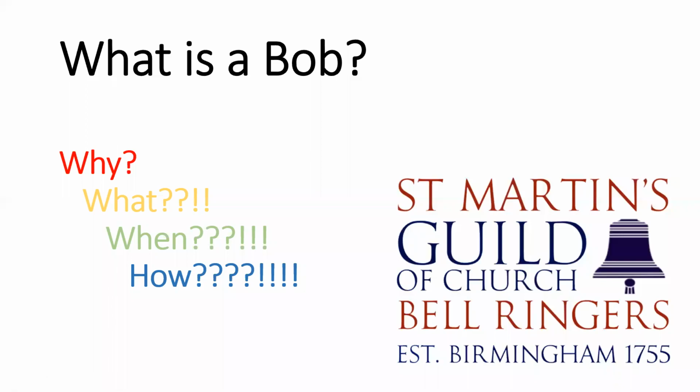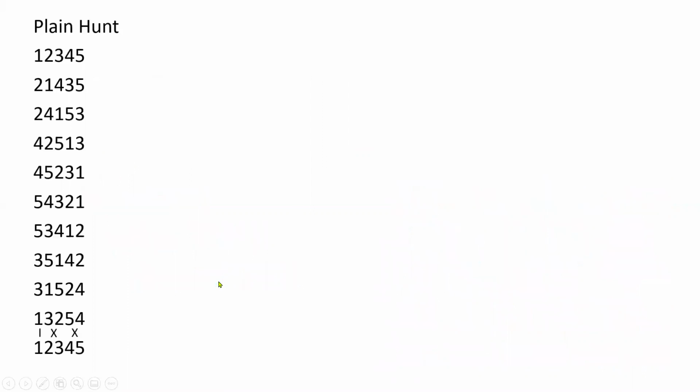This webinar is called What is a Bob? Why do we need them? What are they? When do we call them? And how does the conductor know when to do that? We're going to start off by looking at a lead of plain hunt doubles.